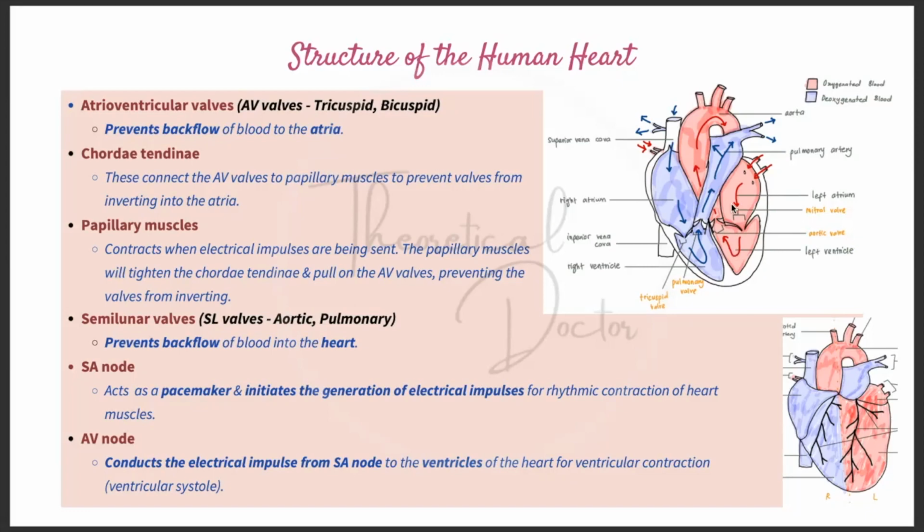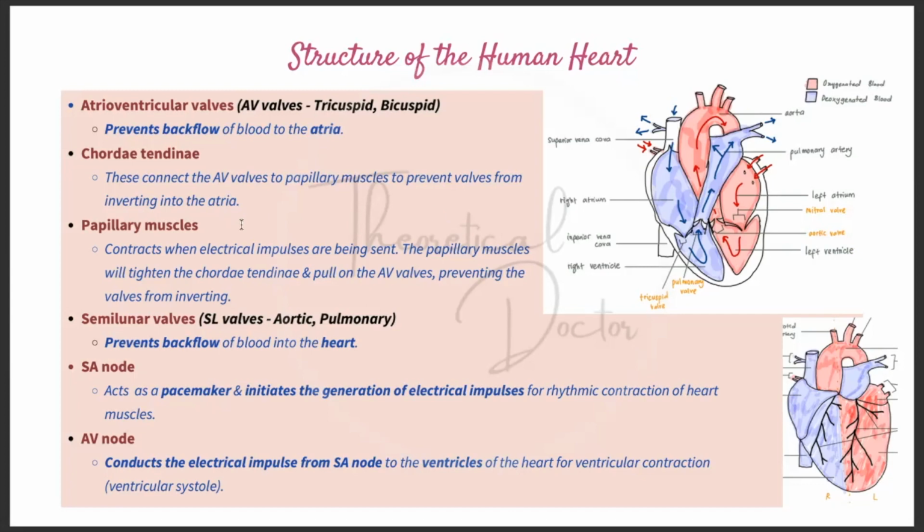Then you have the chordae tendineae, and these connect the AV valves to the papillary muscle to prevent valves from inverting into the atria. If you notice, they are facing a certain way, so they need to maintain facing that way, because if you do not have chordae tendineae, they can go back, they can face the other side. So the chordae tendineae are holding the valves in place at that position.